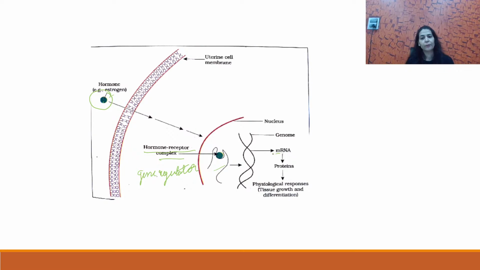Because of this, if it enhances the activity, mRNA will be formed, protein will be formed, and the physiological response will be seen. Suppose if it inhibits, then mRNA is not formed, protein is not formed, and that particular physiological response is stopped.